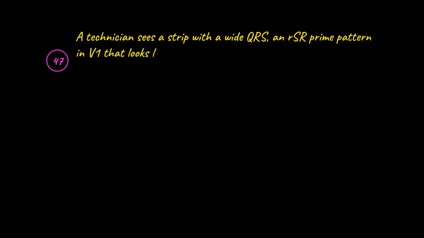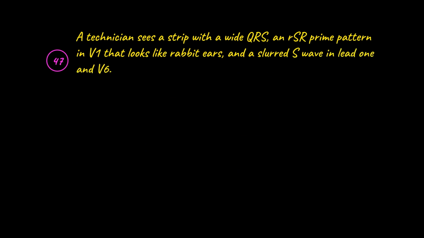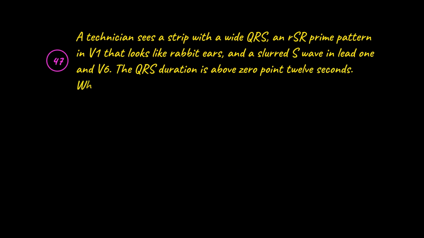Question 47. A technician sees a strip with a wide QRS, an RSR prime pattern in V1 that looks like rabbit ears, and a slurred S-wave in lead 1 and V6. The QRS duration is above 0.12 seconds.